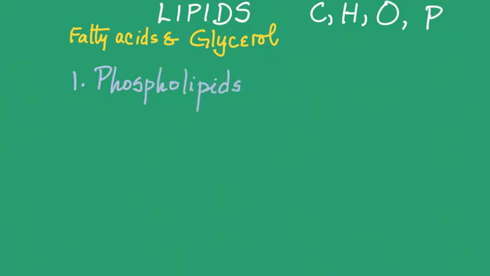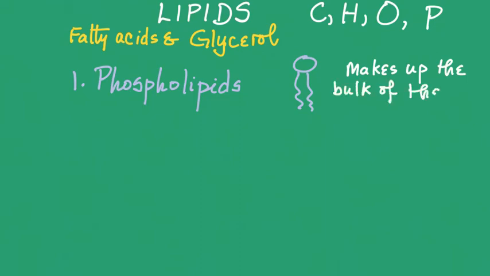Phospholipids, as the name indicates, contain phosphate groups. A single phospholipid has a head and two tails. The head contains the phosphate group and the glycerol. The tails are made up of fatty acid chains. The main function is structural. It makes up the bulk of each cell membrane, the phospholipid bilayer.